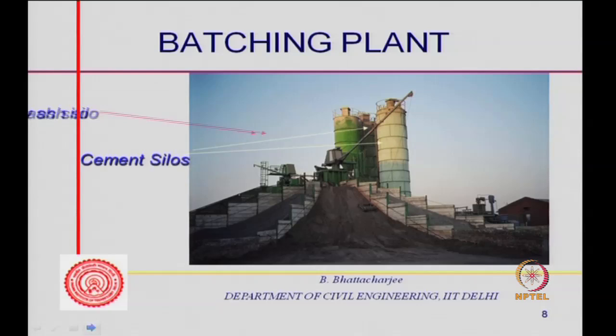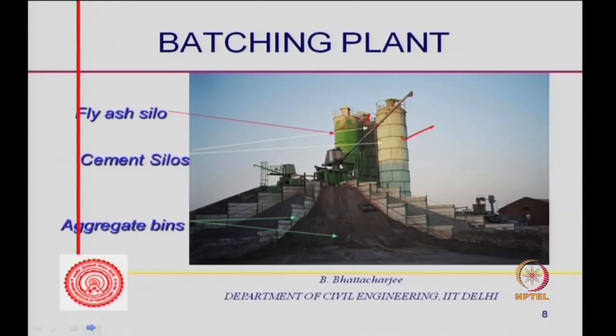So this is a fly ash silo, as it is shown, and two cement silos. One of them you can directly see, the other one is not easily visible. So this is one cement silo, the other cement silo is there, and fly ash silo is somewhere here. And these are the aggregate bins. So this is an aggregate bin, this is also an aggregate bin, right? So one aggregate bin is here and another is there.